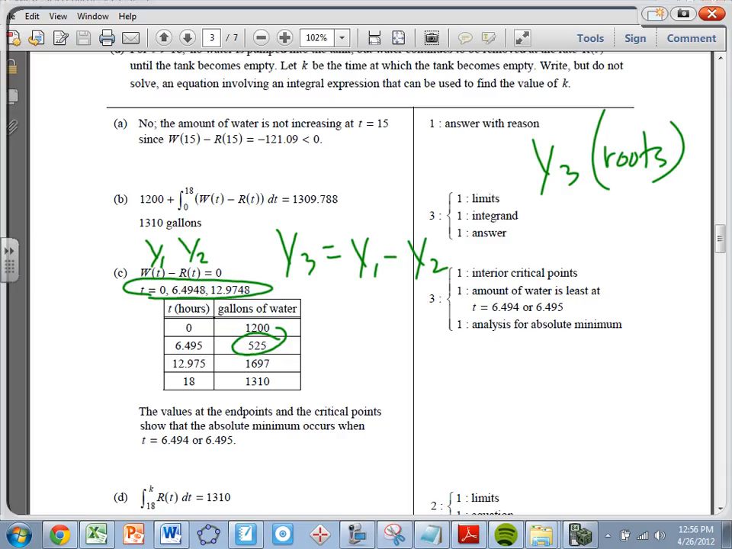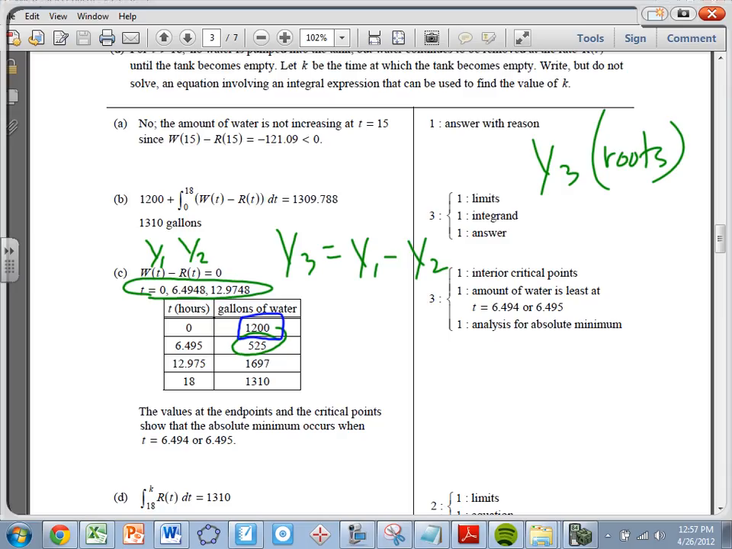The Y. 645. Wait, for example, where's 1200 coming from? The initial condition, right? The initial condition is 1200. Where am I getting 525 from now? The amount you're adding, the amount decreasing, plus the.